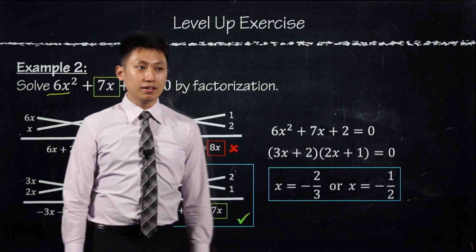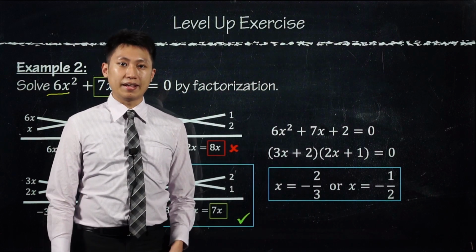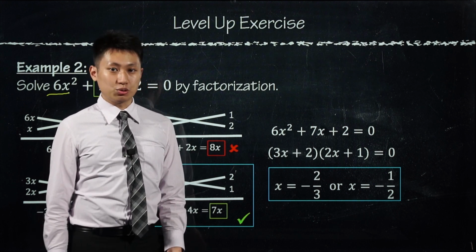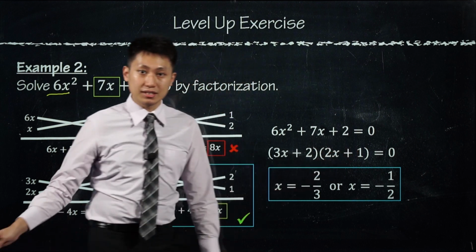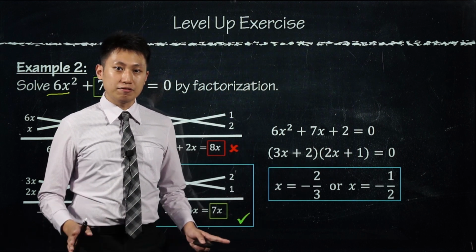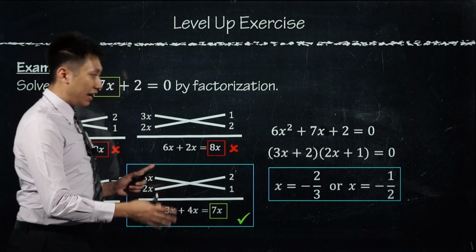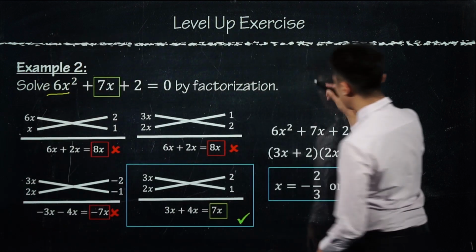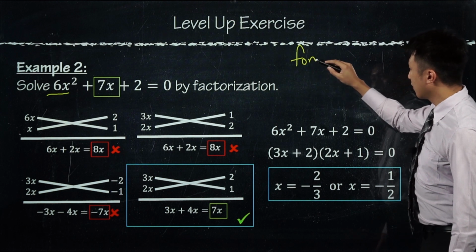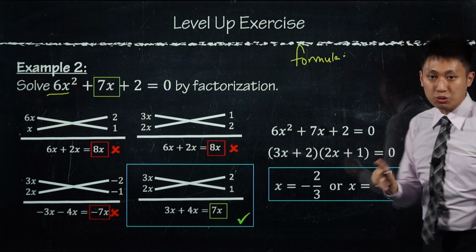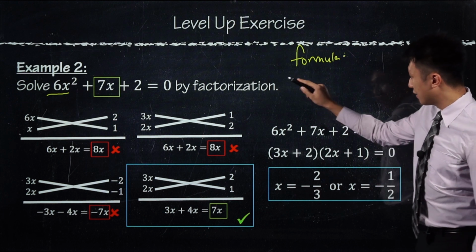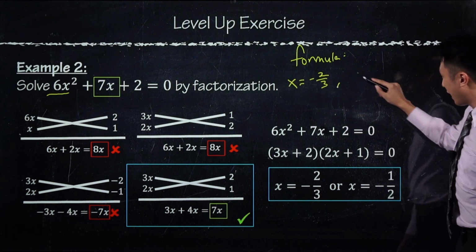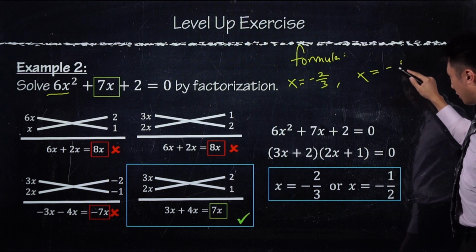In the exam, normally they won't force you to use any of the methods. But then let's say you need to know what is the factor of this thing. Let's say you are not familiar with these kinds of methods and you only know how to use the formula. Then what do you do? Your formula will give you two answers. One answer is x equals negative 2 over 3. The other answer will be x equals negative 1 over 2.